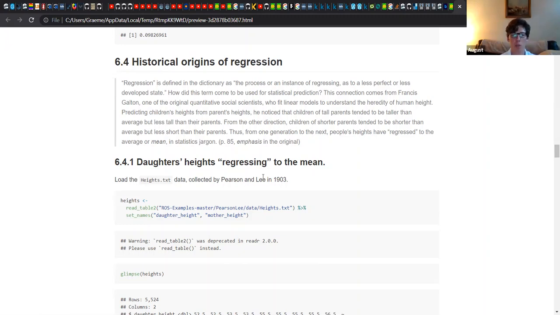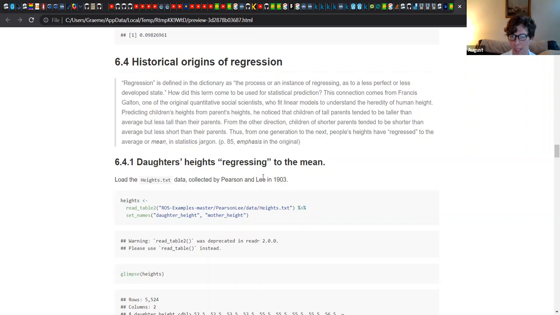But the point is, Galton talked about regression, which is defined as a process or an instance of regressing to a less perfect or less developed state. How did this term come to be used from a statistical perspective? Francis Galton, one of the original quantitative social scientists, fit linear models to understand the heredity of human height, predicting children's heights. You notice that the children of tall parents tend to be taller than average, but less tall than their parents. And the children of short parents tend to be shorter than average, but taller than their parents. Thus, from one generation to the next, people's heights have regressed to the mean. What that means is, if you're at the extremes, you tend to move towards the middle.